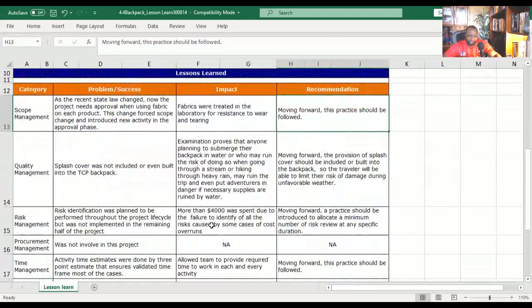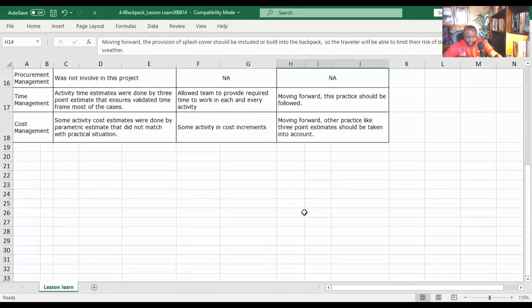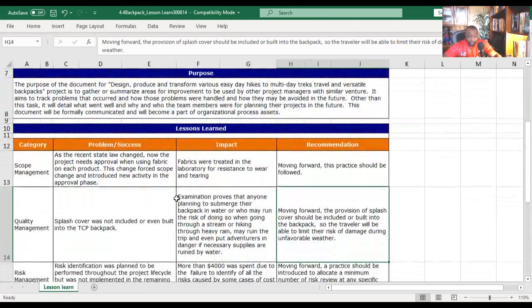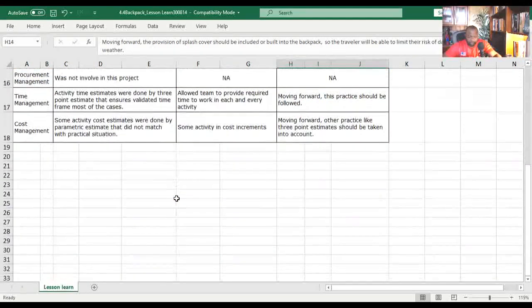And remember, it's fictitious. So whatever you learn from the project, you want to catalog, talk about the impact, talk about the recommendation, and that's pretty much it. And that's what a lessons learned form could look like. The main purpose is to capture what is the problem, what was the impact, how did you overcome it, what are the recommendations, what went well, what didn't, and what should you do going forward.